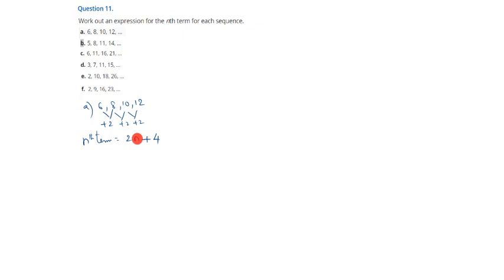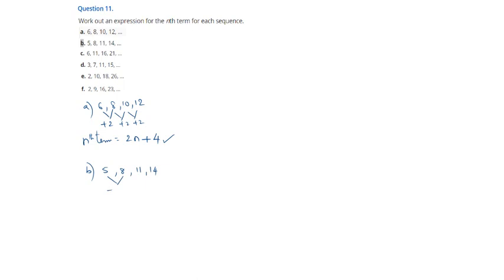We put 2 here. 2 into 2 is 4. 4 plus 4, 8. Put 3 here. 2 into 3, 6. 6 plus 4, 10. Put 4. 2 into 4, 8. 8 plus 4, 12. So that means our nth term is correct. Now moving on to question number B. It is 5, 8, 11, 14.